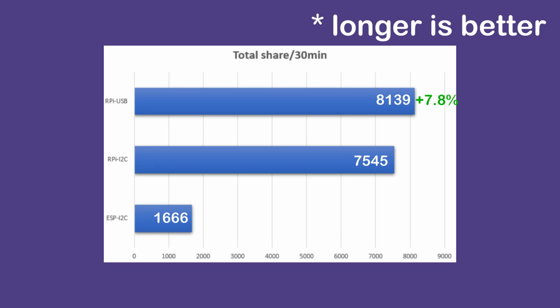After running the mining rig for 30 minutes, it is clear that USB is faster than I2C by 7.8%. ESP I2C does show its limitation here. So if you are looking for the best share rate, USB is the right choice.